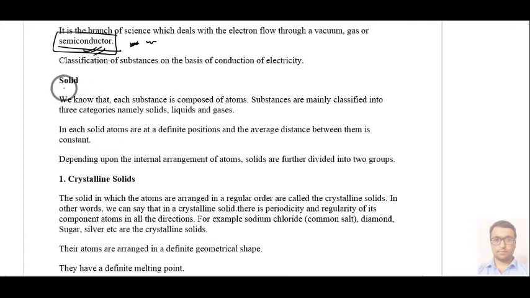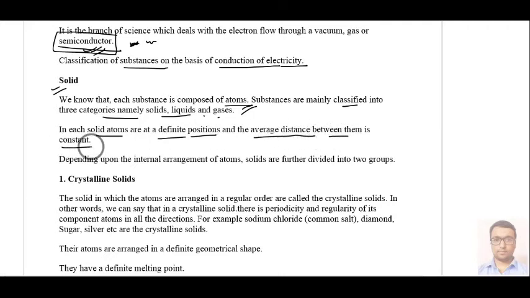So first of all, we have to understand the substance on the basis of conduction of electricity. How many kinds of substance we have? First of all, we have solid, and substances are mainly classified into three categories, that is solid, liquid and gas. For solids, if we talk, they have fixed atoms. Their definite positions are given, and the average distance between two atoms is constant, and depending upon the internal arrangement of the atoms, solids are further classified into these groups.